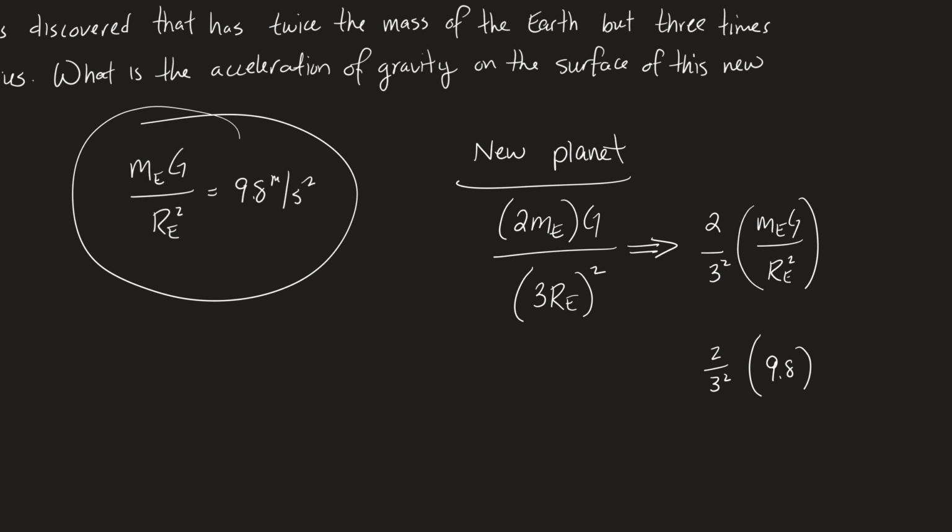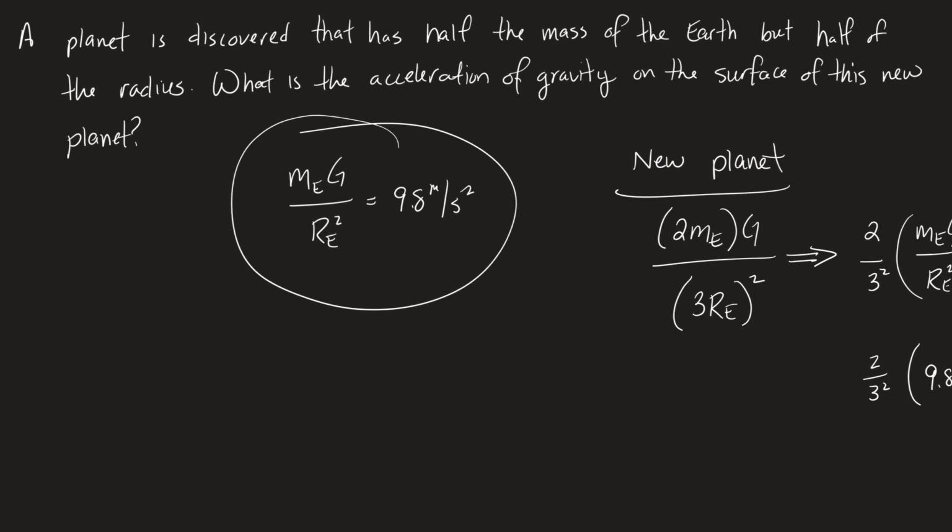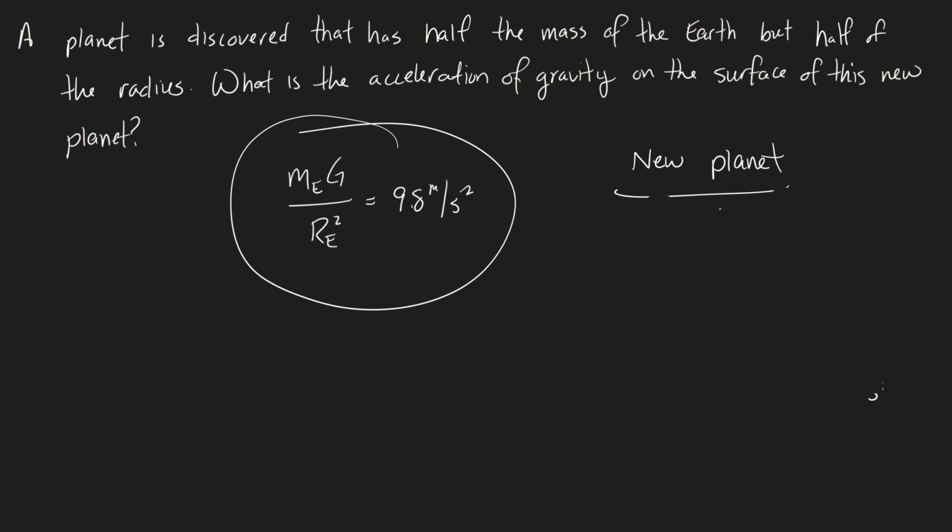There's 2 or 3 versions of this question. So how about we try another example just like this one to see if you've kind of got this one down, okay? So I'm just going to change the problem up a little bit. Let's say it has half the mass of the Earth and we'll say half of the radius of the Earth. Okay. What is the new acceleration of gravity on our new planet?